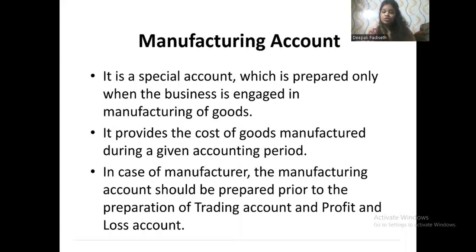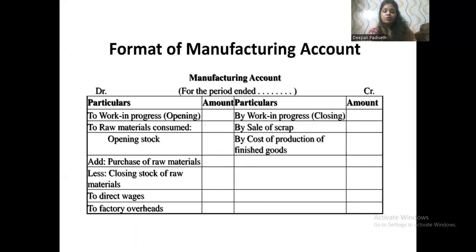It is a special account which is prepared only when the business is engaged in manufacturing of goods. It provides the cost of goods manufactured during a given accounting period. So in case of a manufacturer, the manufacturing account should be prepared prior to the preparation of the trading account and profit and loss account. If a business is engaged in manufacturing of goods, then this account should be made before the trading and profit and loss account, so that you are ready with all the details. These are the particulars, work in progress. This particular should be mentioned in the format which we have made.